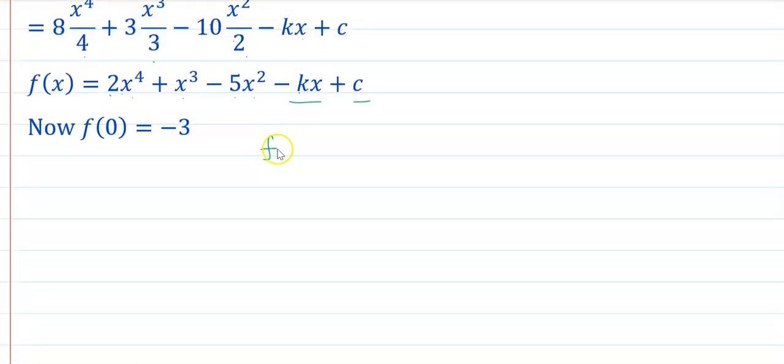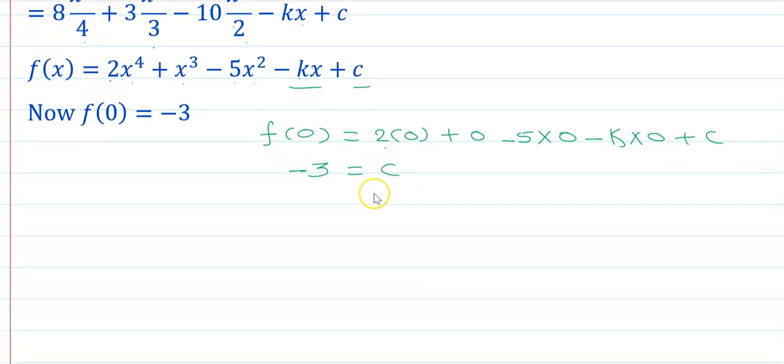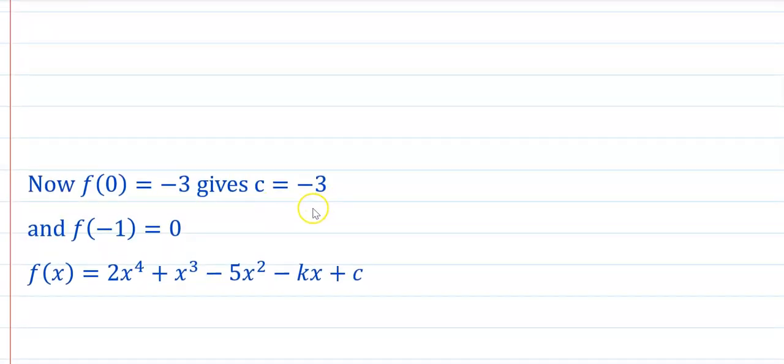F of 0 is equal to 2 into x raised to 4, means what? x is 0, plus x raised to 3 is 0, minus 5 into 0, minus k, x is 0, and plus c. But f of 0 is minus 3. So overall this will be 0. And hence the value of c is minus 3. The value of c is minus 3 first.